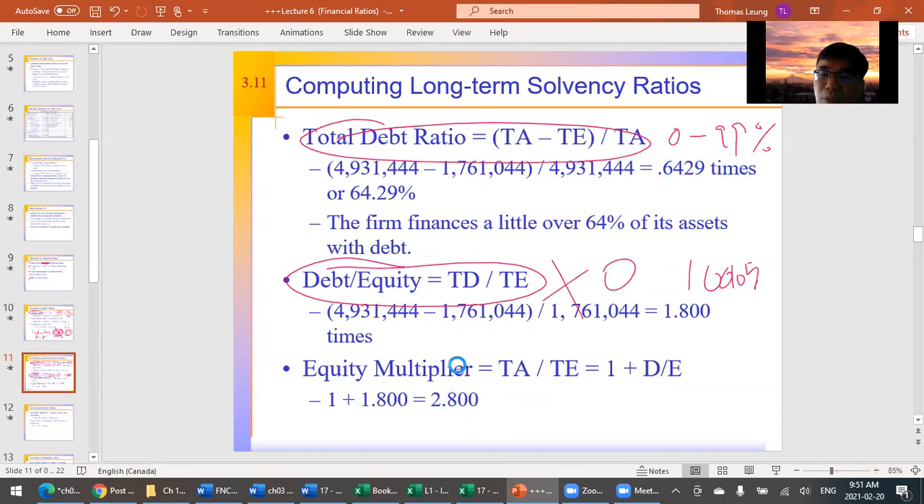Obviously, if you borrow too much, you will have a problem in repaying the money in the future, in the long run, right? Yes, if you borrow a lot, right?